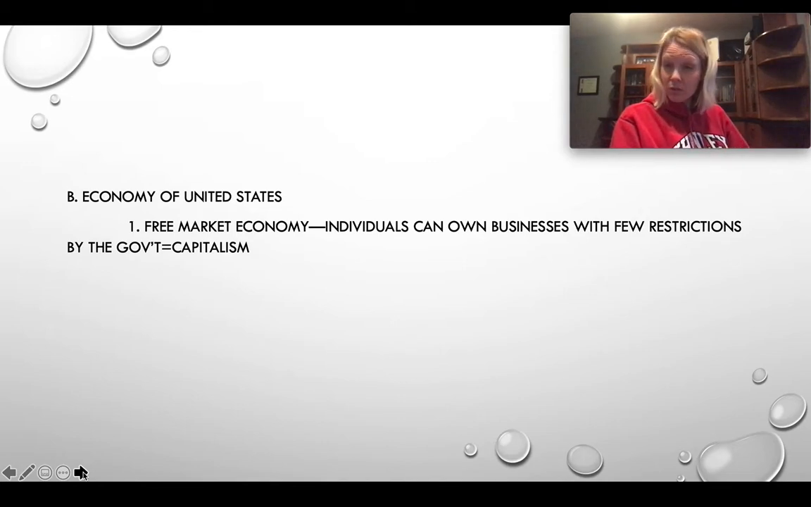We have what's sometimes called a mixed market, but on the whole, businesses can really kind of run as they want. People can have a business and they can pretty much do what they want in their business. They can hire who they want, they can fire who they want, they can pay people as much as they want, they can work as much as they want, except, of course, there are some restrictions.